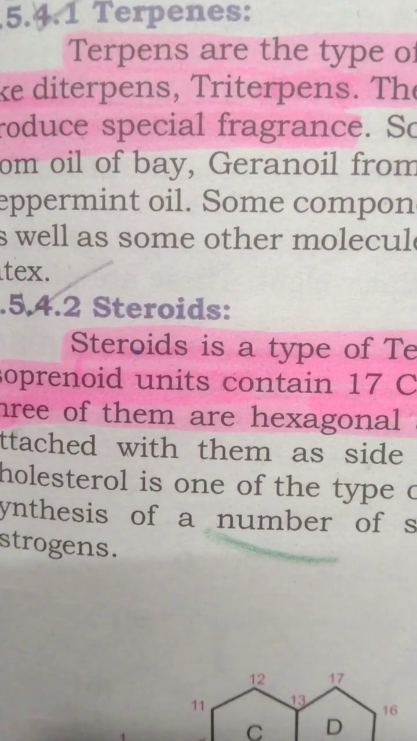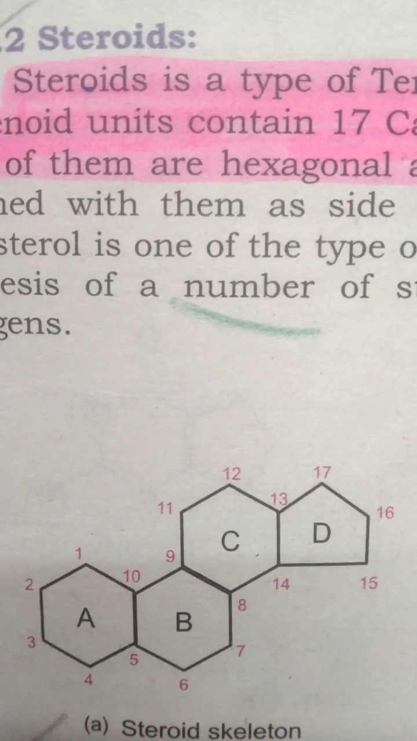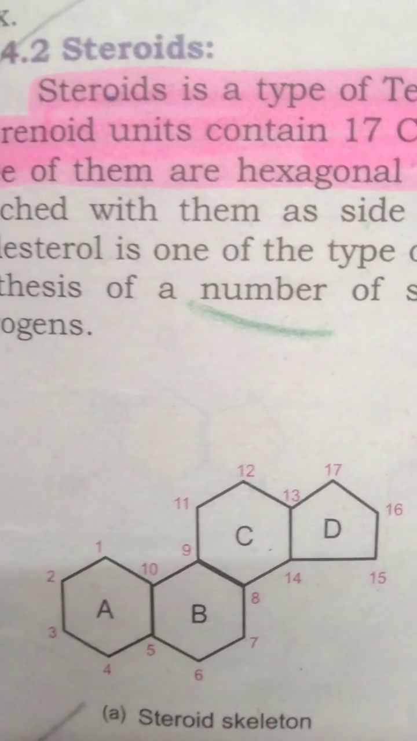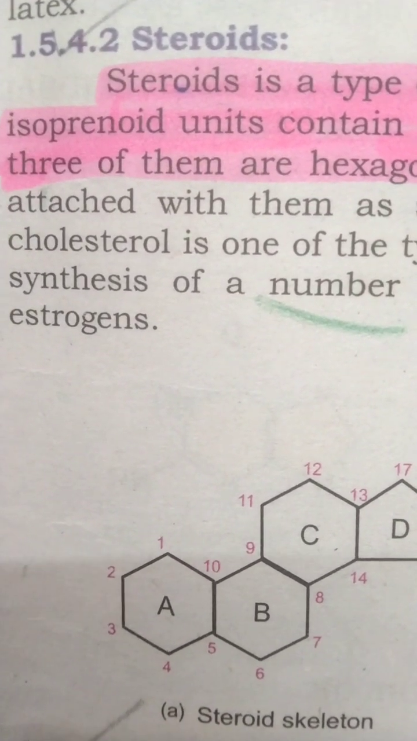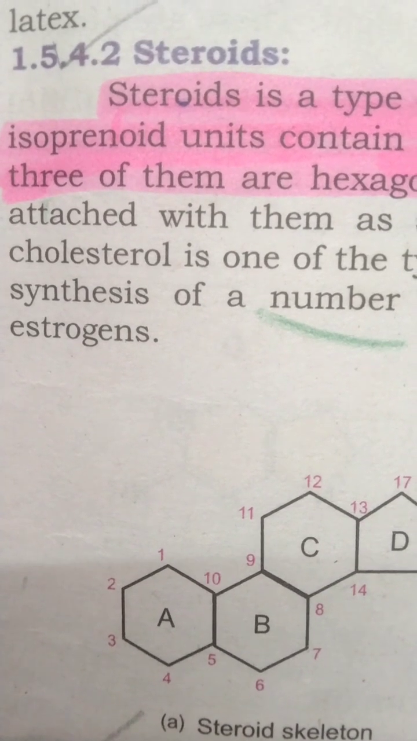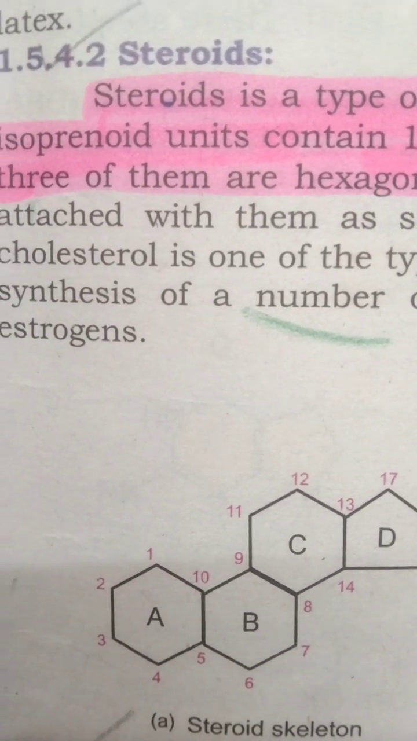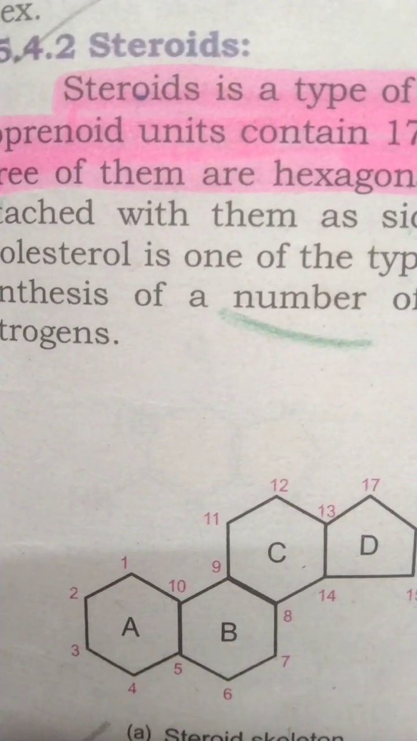Steroid is a type of terpenoid which is made up of isoprenoid units, containing 17 carbon atoms arranged in 4 rings. Three of them are hexagonal and one is pentagonal in shape.